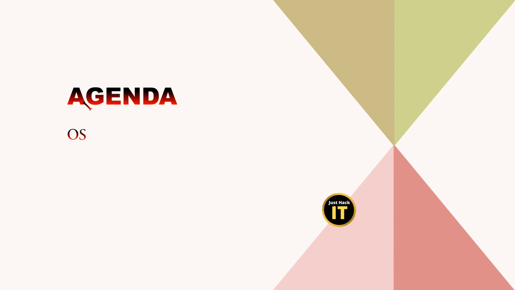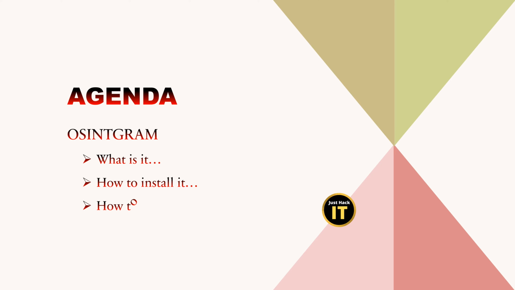So, the agenda of this video is a tool called Osintgram. Osintgram is a tool from which we can extract information from Instagram. So in this video we are going to see what is Osintgram, how to install it in our machine, and how to hack with it. And by the word hack I mean how to extract user information from Instagram profiles. So let's begin.